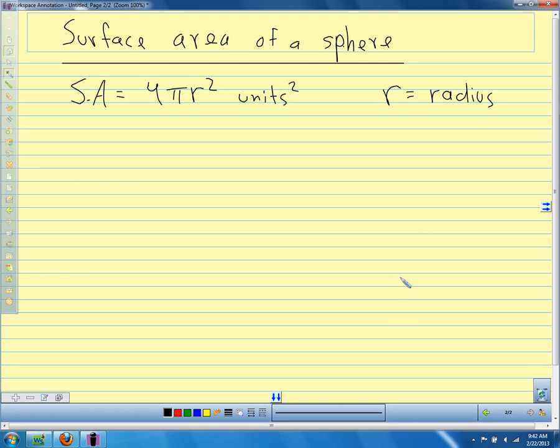So nice, easy formula. We don't have to worry about bases, slant heights, or anything else. All we have to worry about is the radius of our sphere. And I think it's interesting that the surface area of a sphere is 4 times bigger than the area of a circle with the same radius. And our volume: let's do both formulas at once, and then we'll do some examples.